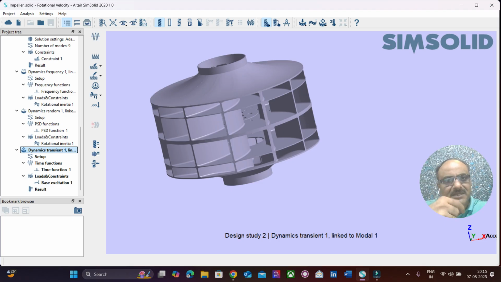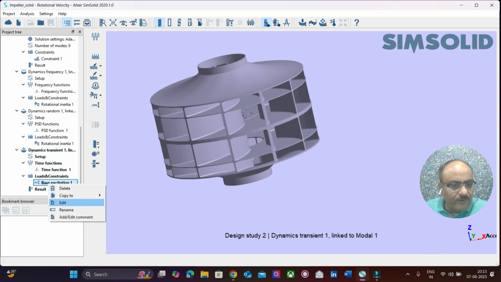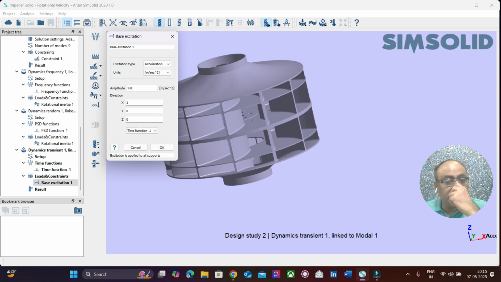So now we are trying to find out what would happen to the structure when this particular impulse, an excitation, is applied. We are giving a sinusoidal pulse, and the amplitude is about 9.8 meter per second square. That is g, the acceleration due to gravity. Now this can be increased to 2 times g or 3 times g or 6 times g based on the pulse.